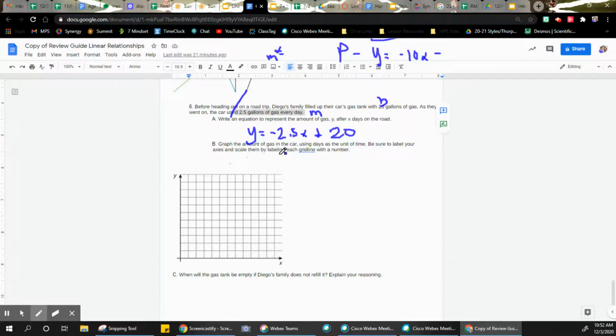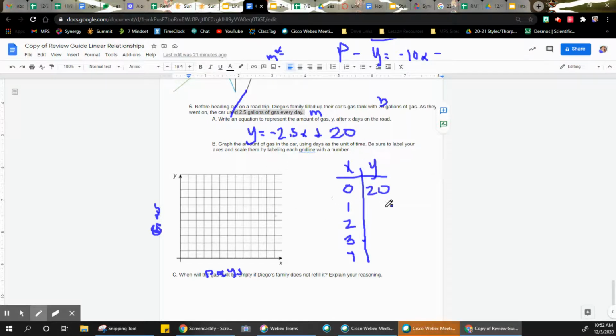Okay, so now I have to graph it, using days as a unit of time. Be sure to label your axes and grid line your numbers. So I'm going to say this is gas, and this is days here. Now in order to graph it, I'm going to figure out how much I have when I first start, 1 day, 2 days, 3, and I'm going to go to 4 days here. So this is my x, this is my y. I know if I haven't gone anywhere, he still has a full tank of gas, he has 20.